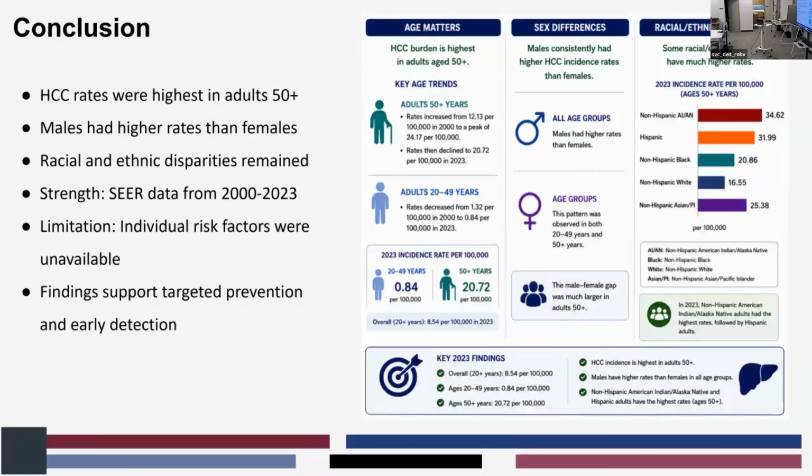To conclude, HCC incidence was highest among adults aged 50 and older. Males had a consistently higher rate than females, and racial and ethnic disparities remained throughout the study period. A major strength of this study was the use of the SEER data spanning 2000 through 2023. However, an important limitation is that individual risk factors were not available. Overall, these findings support the need for targeted prevention strategies and early detection efforts among populations at higher risk.